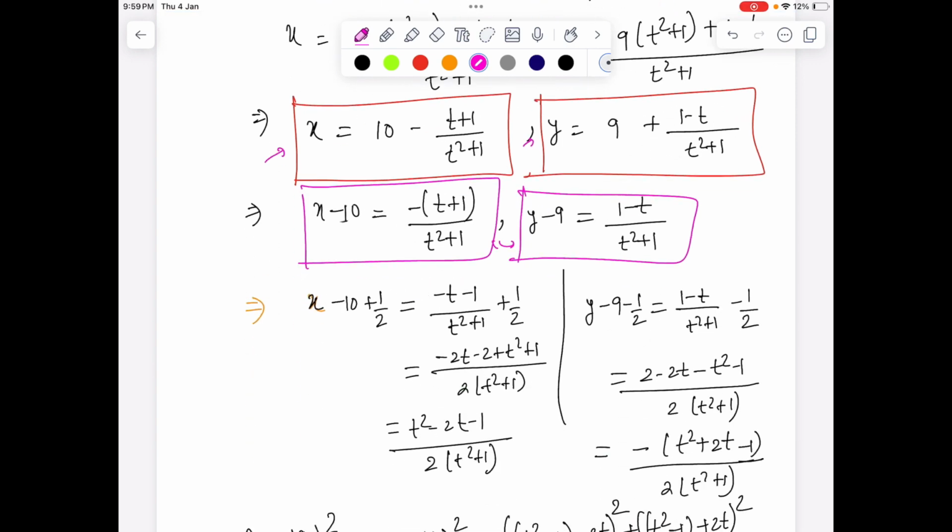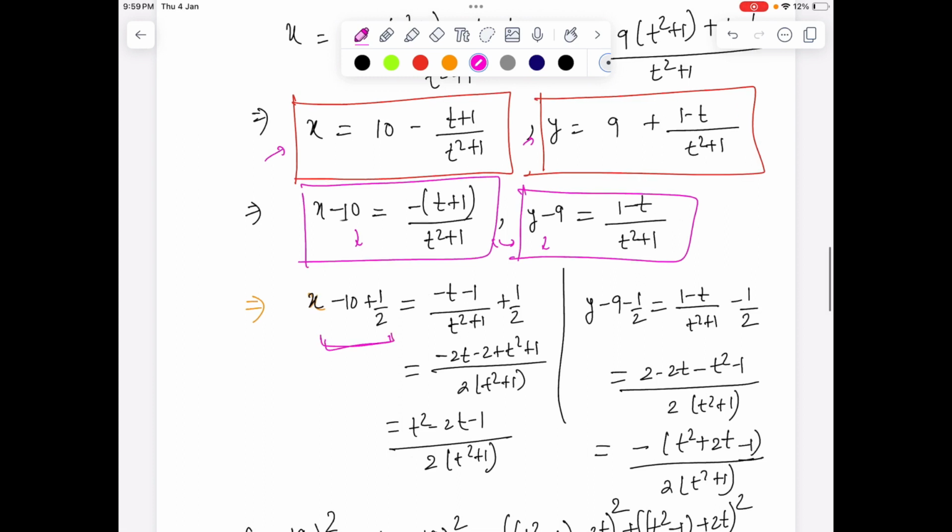Here what I have done is a bit of a smarter way, because as you can see, the average of 10 and 9 is 19 by 2. So let's try to work on that, because they differ by half and half in magnitude. And if I add half to the RHS, it also brings a symmetric term. So that was the motivation for bringing half into the picture. So if I add half to it on the RHS, we'll have x minus 19 by 2, and that gives you (t square minus 2t minus 1) by 2 times (t square plus 1).